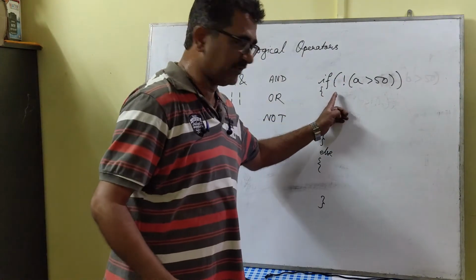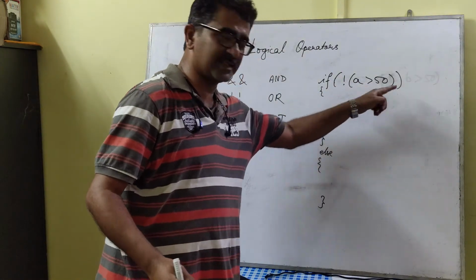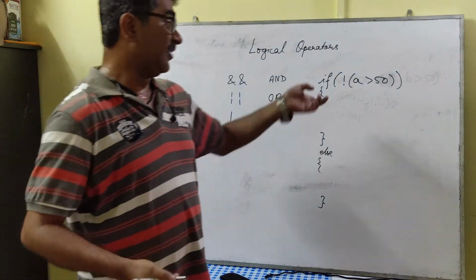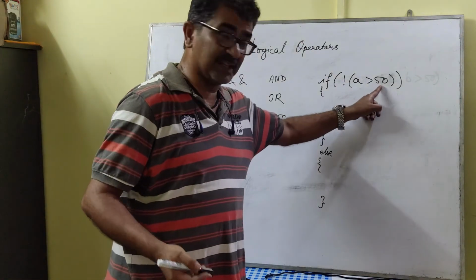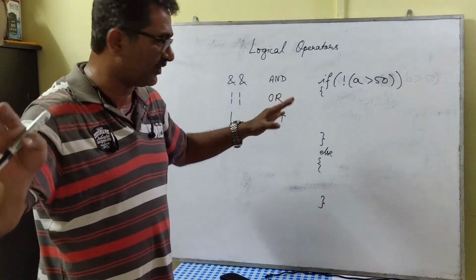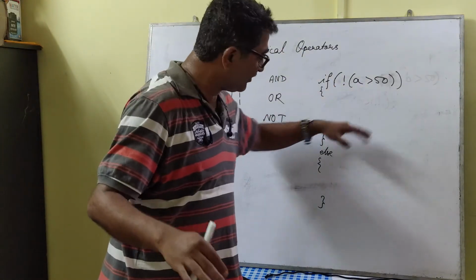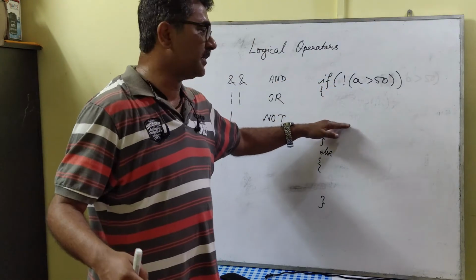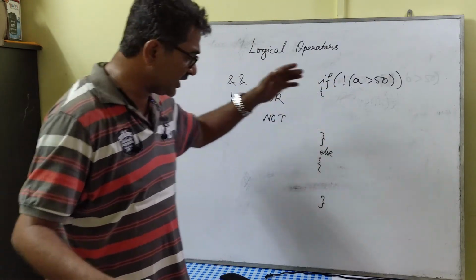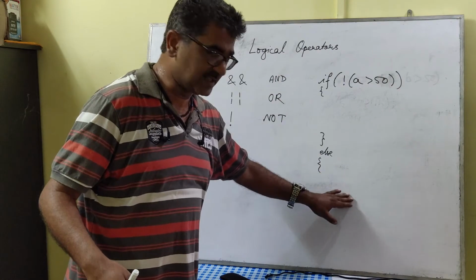Look at the way it should be given: not, followed by the condition within the parentheses. That means if it is not that a is greater than 50, in other words, if a is less than or equal to 50, no doubt regarding it, only then the statements in the if block get executed, otherwise the statements in the else block get executed.